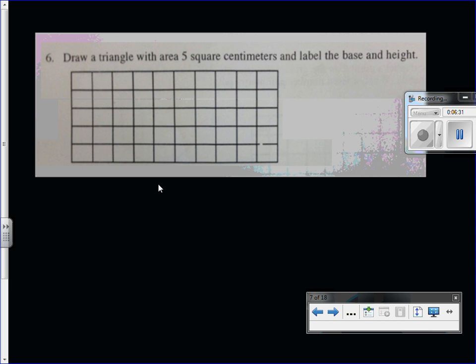Well, it has 5 square centimeters, so I'm going to just draw it off here to the side. 5 centimeters squared is my area. That means that number 5 is the answer of a divided by 2 problem. So what is 5 times 2? It's 10. So I have to find a base times a height that equals 10.